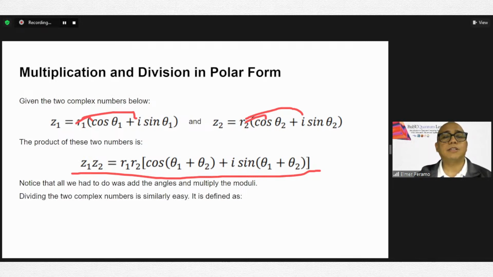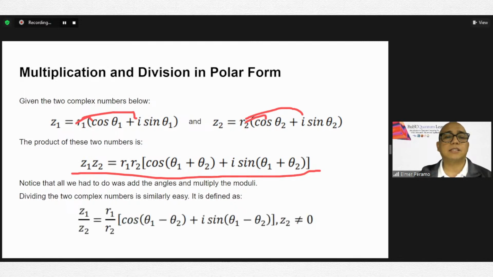Dividing two complex numbers is similarly easy. It is defined as this one. In this case, you divide the moduli and then you get the difference of the two arguments.